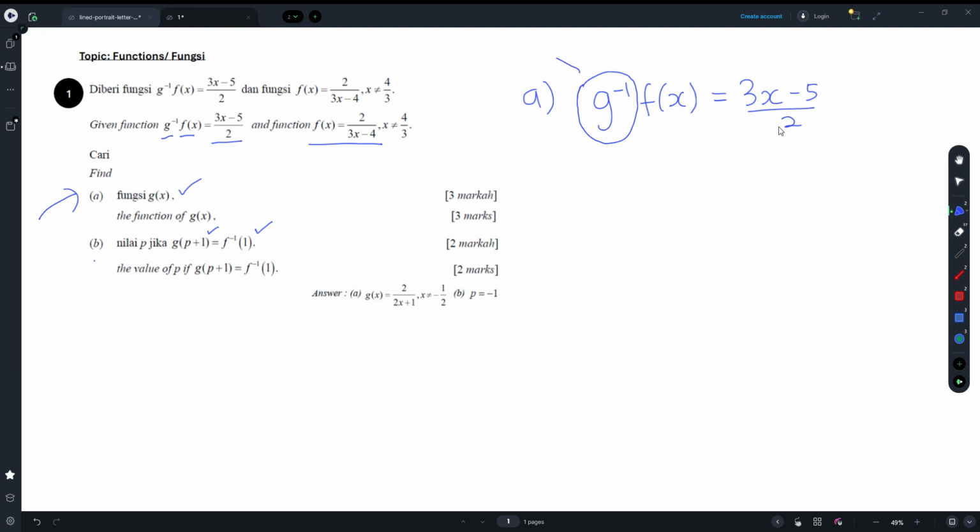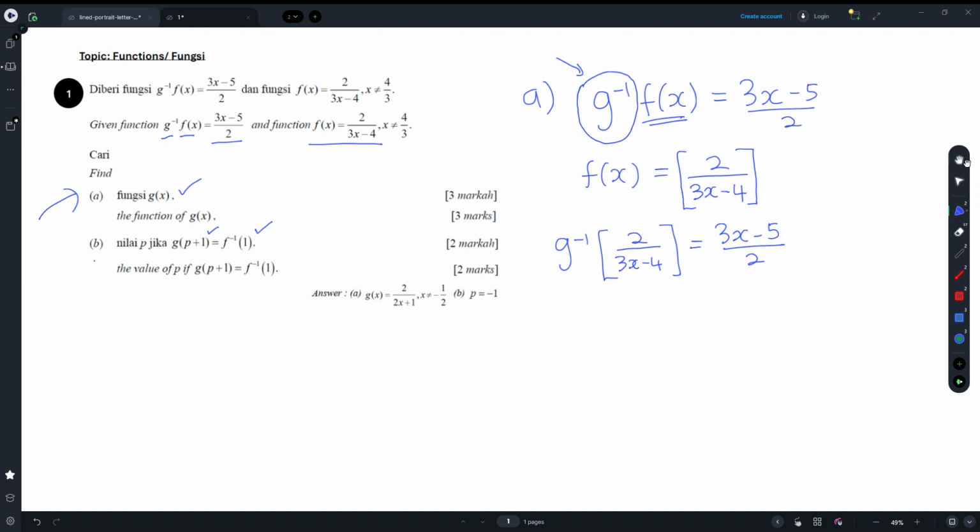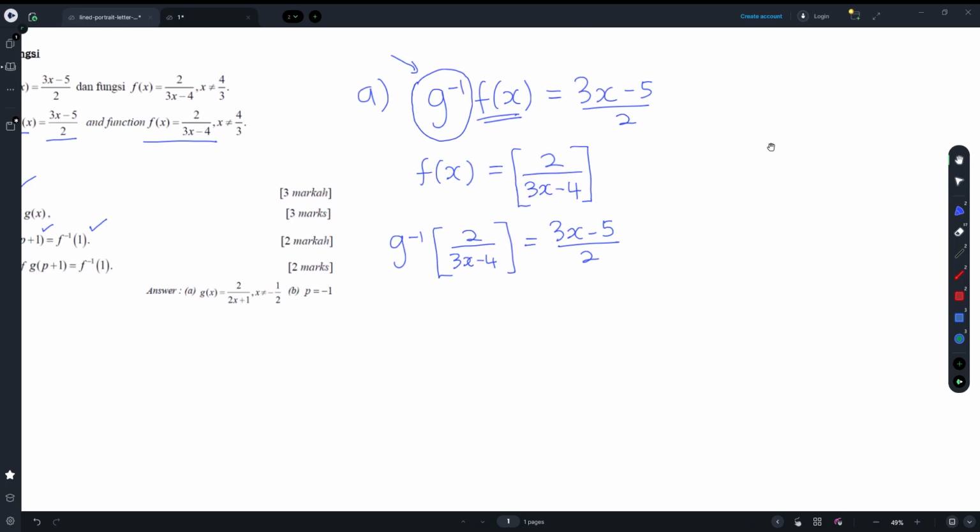So in order to find the g inverse function, we need to focus on the function f(x). The function f(x) is equivalent to 2 over (3x minus 4). So what are we going to do here? We're going to replace the function f(x) with this particular value. So we're going to end up getting g inverse of (2 over 3x minus 4), which is the function f(x), and it is equivalent to (3x minus 5) over 2.